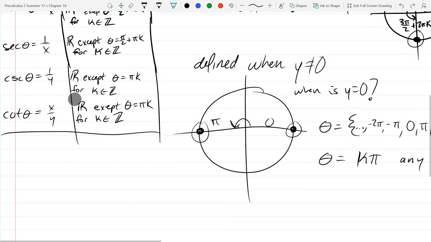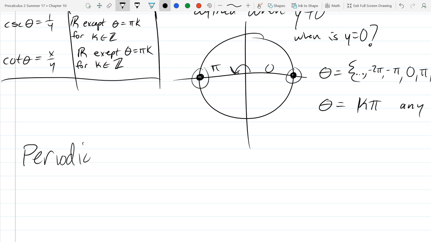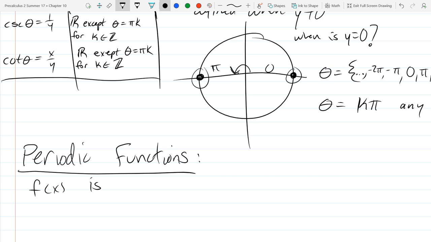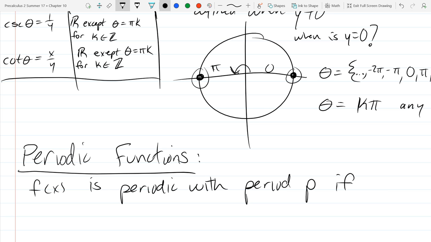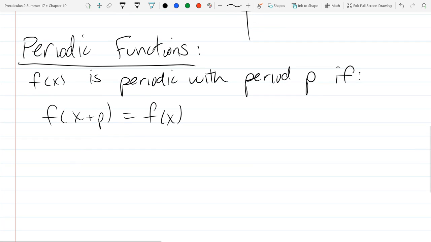So the next property is a periodic property. Periodic functions. f of x is periodic with period p if f of x plus p equals f of x. So this says if you add p to the input, the output stays the same. In English, periodic means repeats with a regular pattern. Usually it's with respect to time. So if something happens every year, every month, every week, you would say that's periodically occurring.